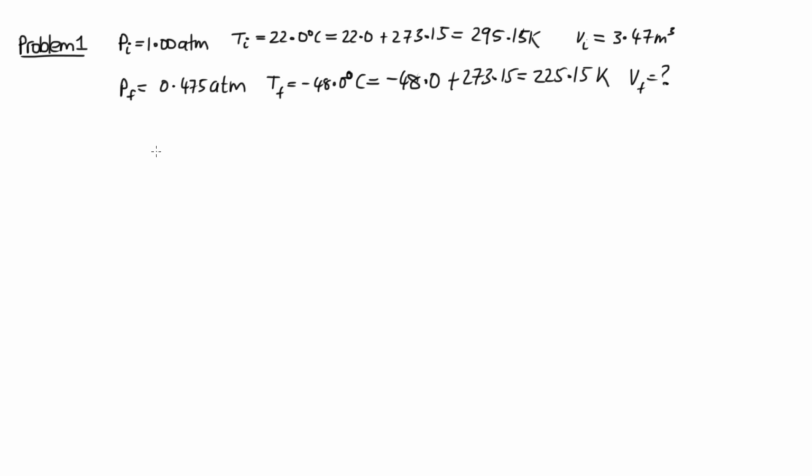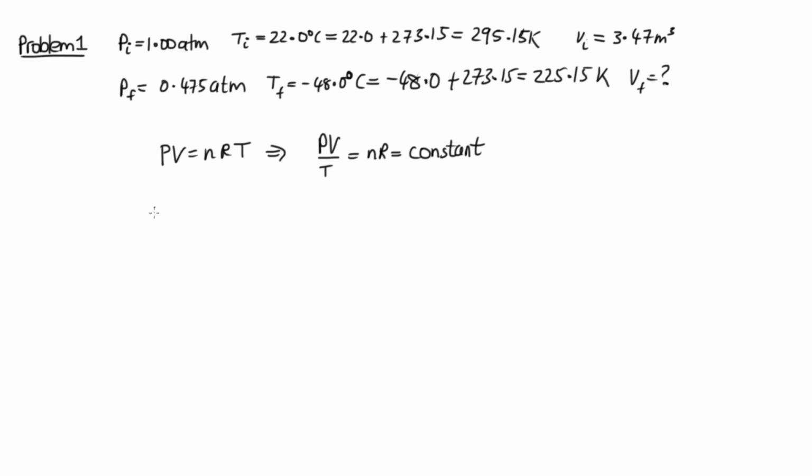So to answer this one we'll need to use our ideal gas law. We've got PV is equal to nRT. Now nR is not changing, so we can rearrange this and write PV on T is equal to nR, which isn't changing, so this is constant.